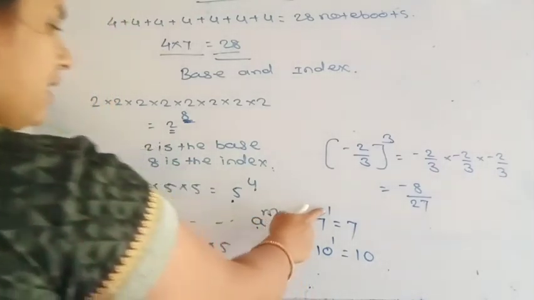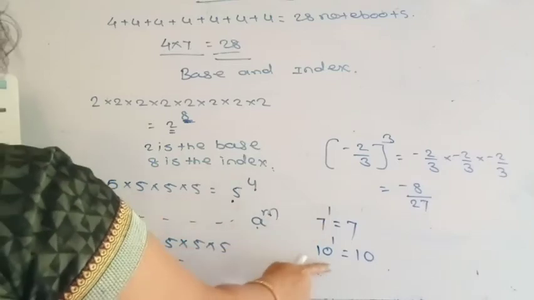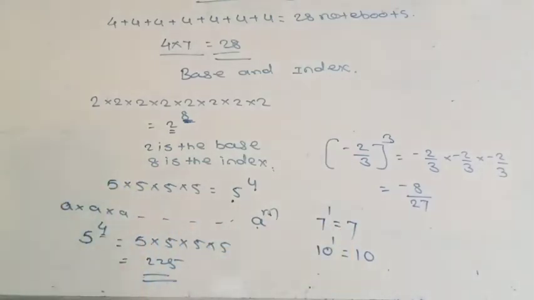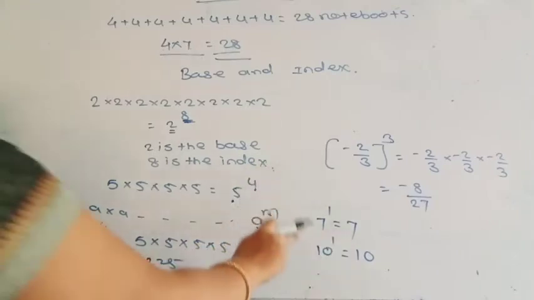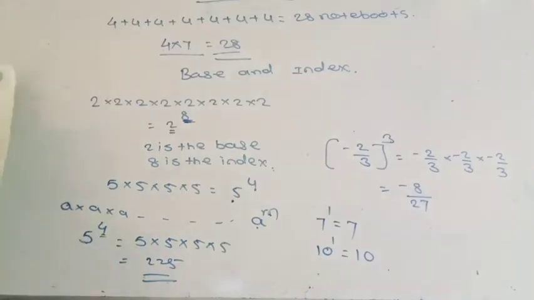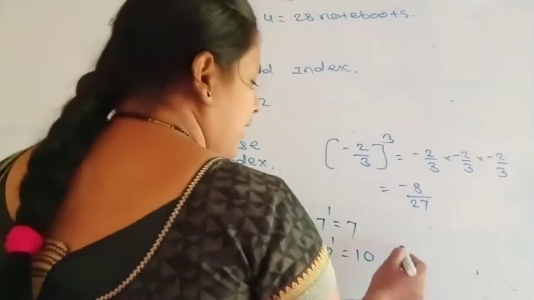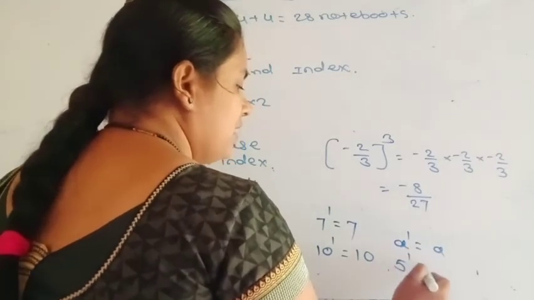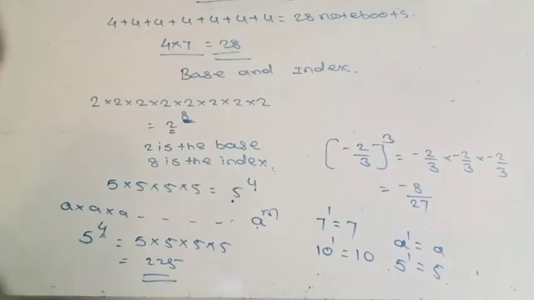The first power of any number is that number itself. Which means if the power or index of a number is 1, the convention is not to write it directly; you write only that number. A index 1 is equal to A. 5 index 1 is equal to, answer only 5.